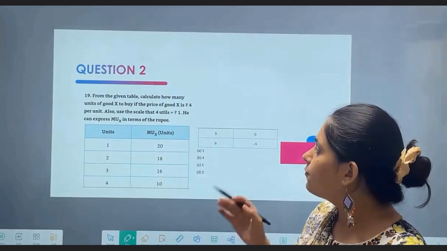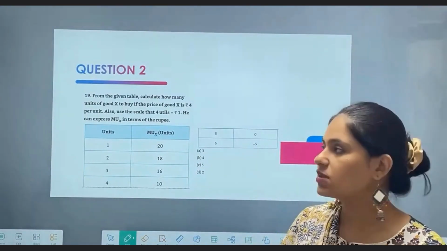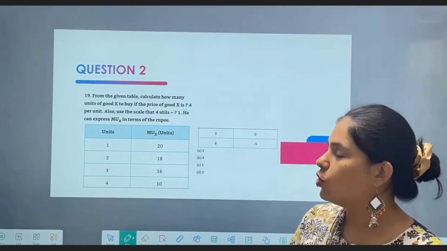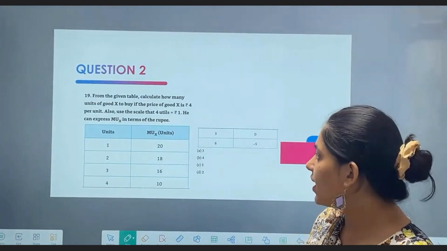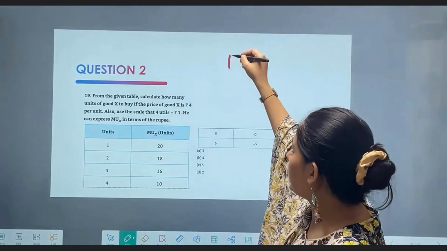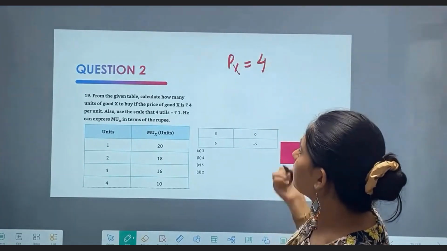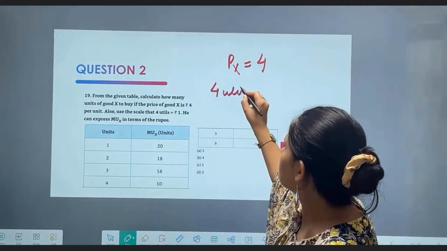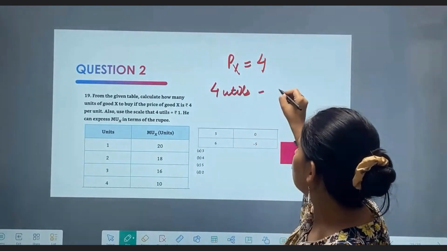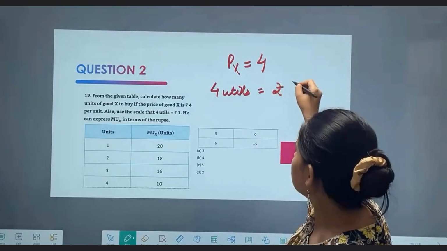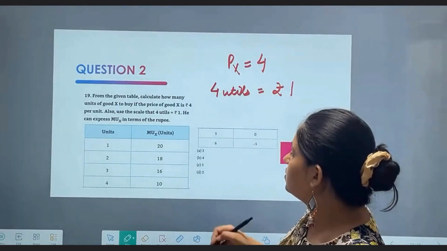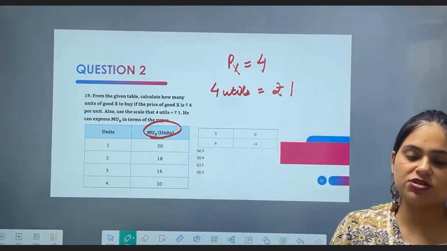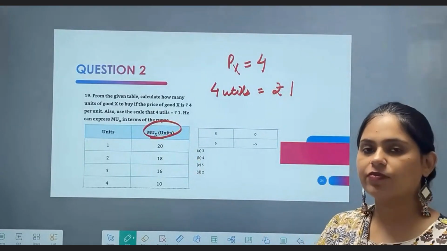Okay, beta. From the given table, calculate how many units of good X to buy if the price of good X is given to you as 4. Also use the scale that 4 utils is given to you as 1 rupee, and this is represented in terms of marginal utility. Try to do this, just post your answers here.